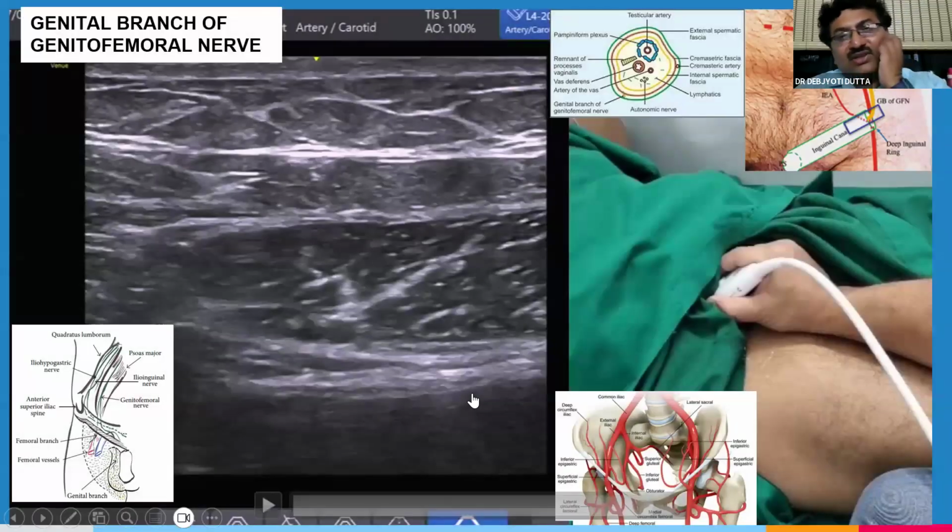Femoral branch of genitofemoral nerve I am showing. I think I have discussed this again and again, and it is clear to you. And the last slide is very important.